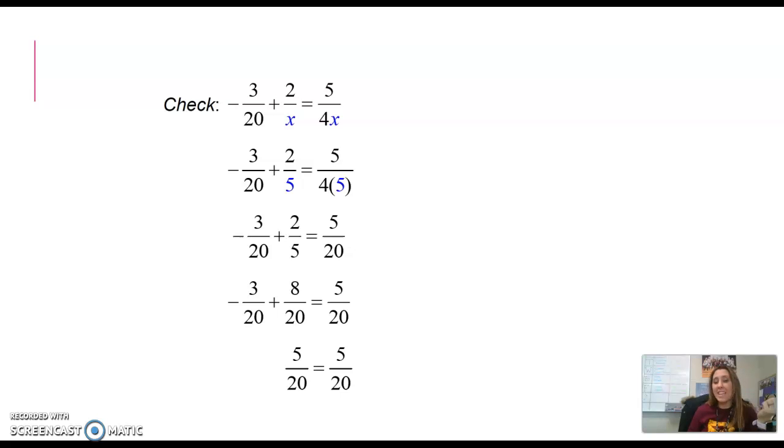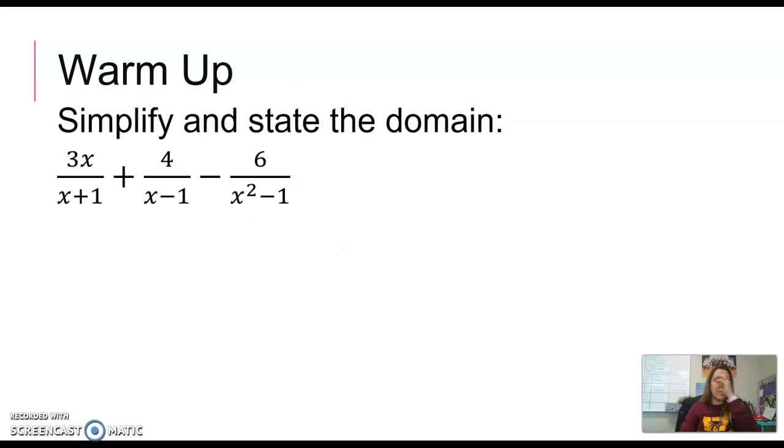It is. I could simplify and say 4 over 4, 4 equals 4. Either way, this works. So I know it works. Alright, so the solution set is going to be 5. We are good.